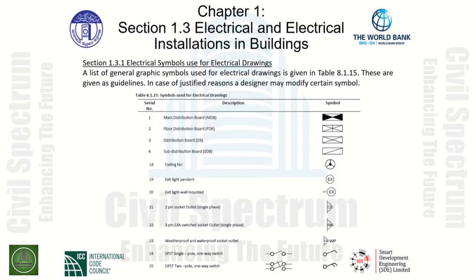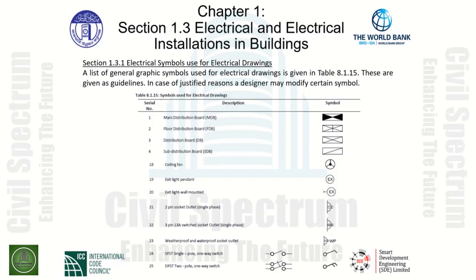The distribution board, sub-distribution board, and then we get into the ceiling fan symbol. As you can see on the right-hand side, it's a circle with lines and a dot in the middle. The exit light pendant type light fixture is a circle with EX indicated in the middle of the circle. The wall-mounted exit light is indicated as a circle with EX and a wall mount bracket to the left indicated in the symbol. We also have socket outlets indicated here.